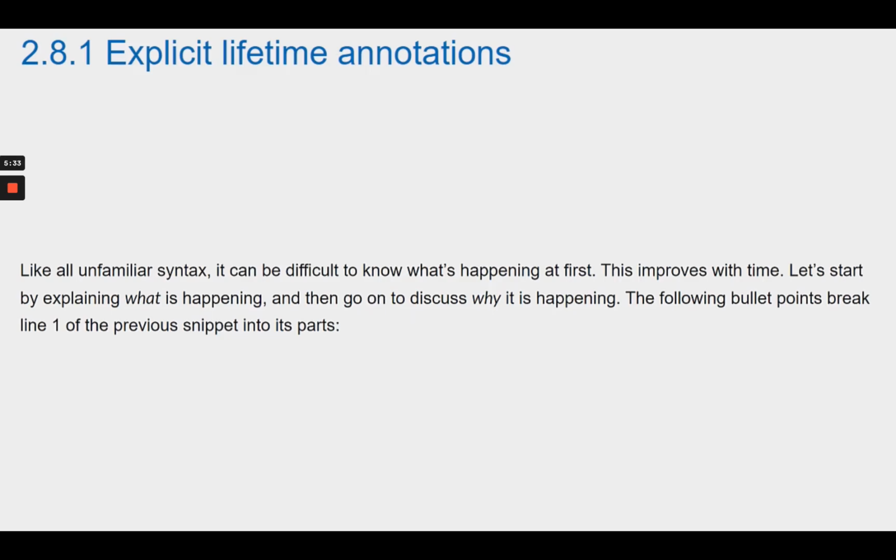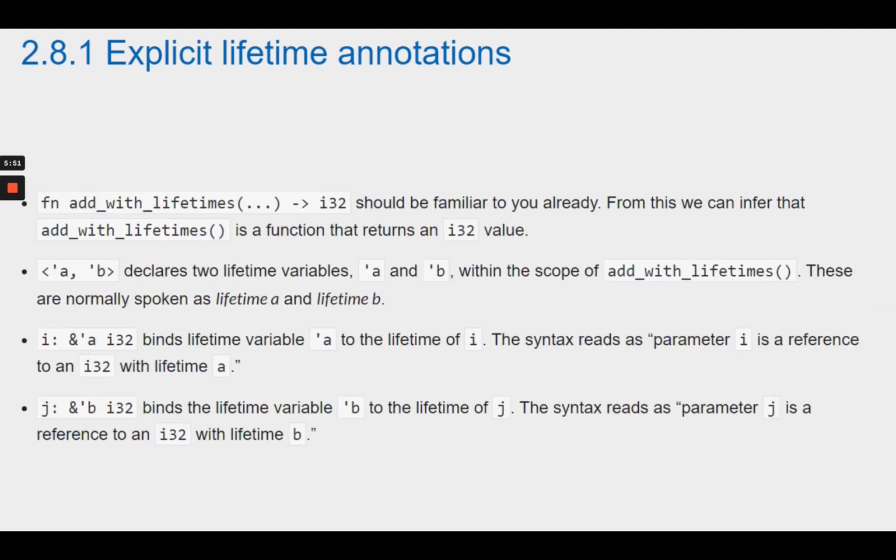Like all unfamiliar syntax, it can be difficult to know what's happening at first. This improves with time. Let's start by explaining what is happening, and then go on to discuss why it is happening. The following bullet points break line 1 of the previous snippets into its parts. fn add_with_lifetimes -> i32 should be familiar to you already. From this, we can infer that add_with_lifetimes is a function that returns an i32 value.